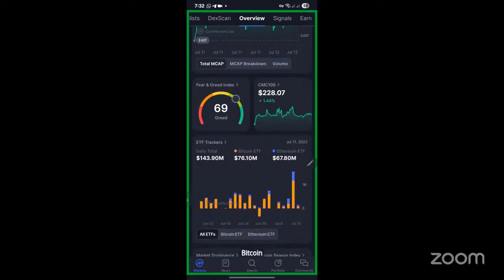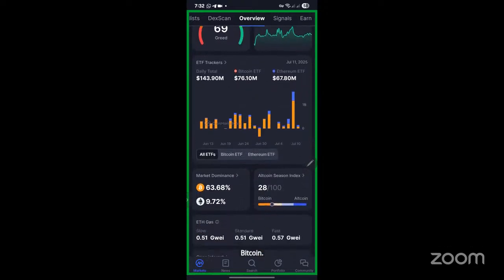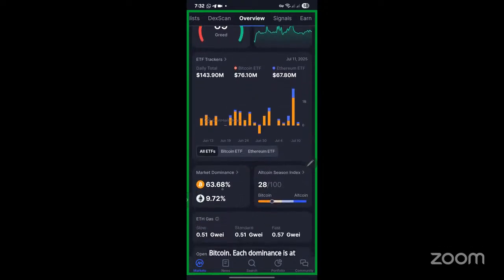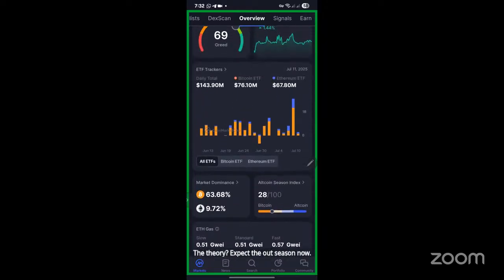Bitcoin, its dominance is at 63. We expect the alt season now. The next type is there.